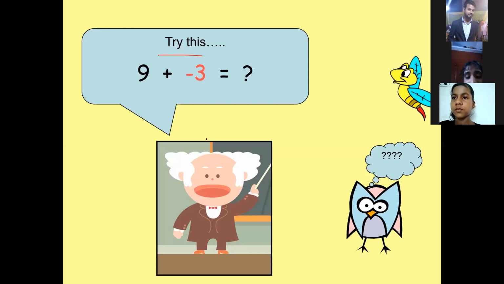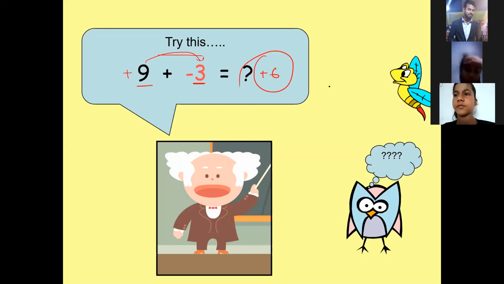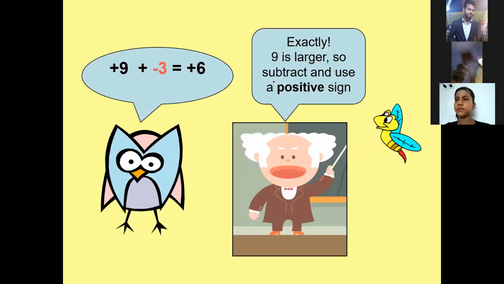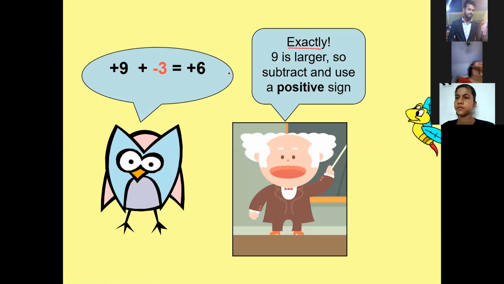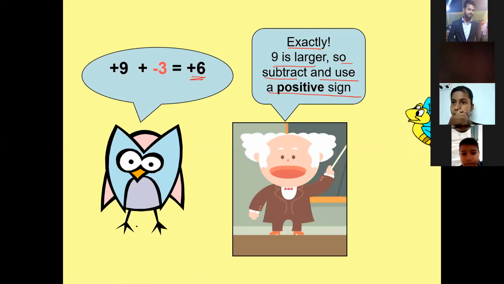Right answer is +6. Yes. So you can see here the positive number is greater and the negative number is smaller. So answer will be positive, and 9 minus 3 is 6. So the answer is positive 6, or just write 6. Is it clear? Next. Exactly. So this is the explanation of the previous question. +6 is the right answer. 9 is larger, so subtract and use the positive sign. Okay.